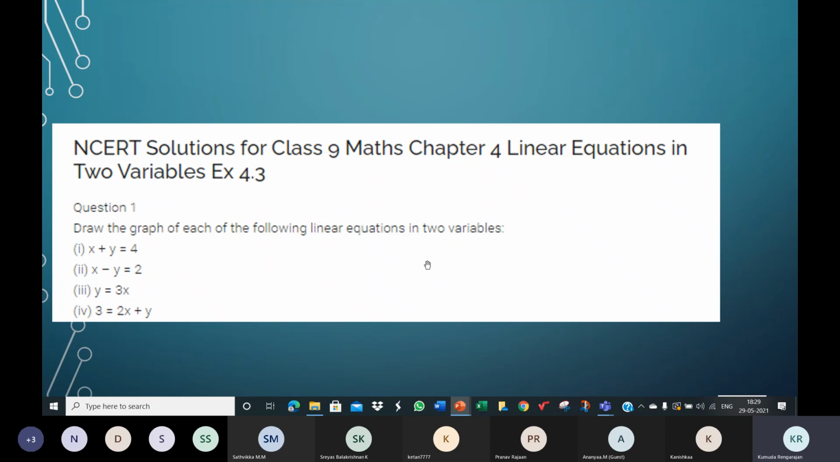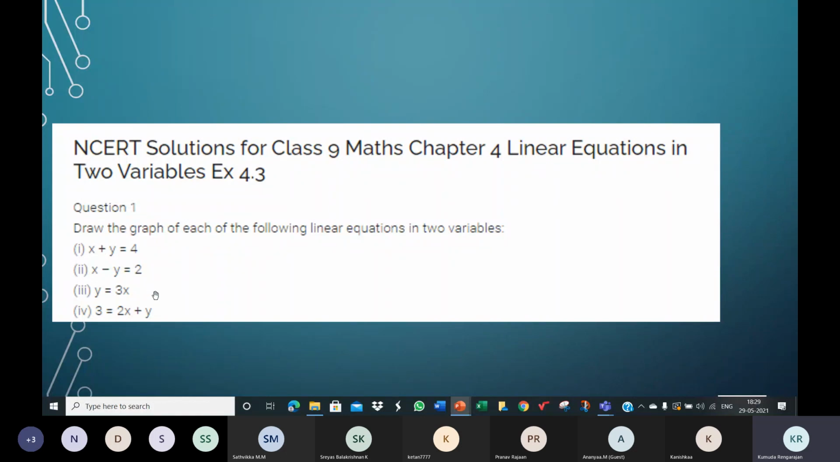Without making the graph, just by looking at the equations, you can conclude if the lines will pass through the origin or not, with the help of the value of C in the equations. So in this equation, x plus y is equal to 4, the value of C is not 0. C has a non-zero value. The value of C is -4.